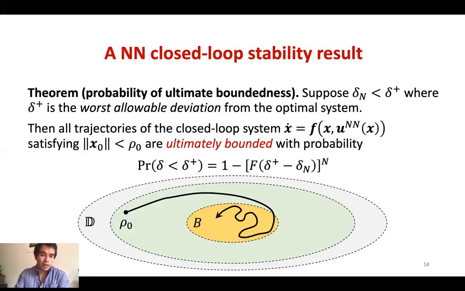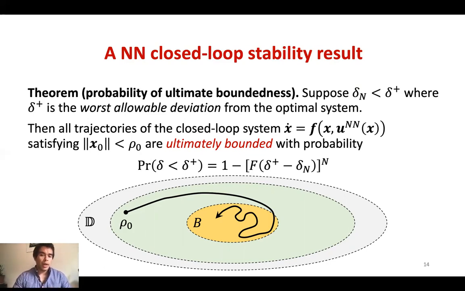So if you have that condition satisfied, then the whole closed loop system, all the trajectories starting close enough to the origin, are going to be ultimately bounded with some probability that you can compute based on the difference of your worst allowable deviation and your test error. So it's this f that we got in the previous lemma of that buffer between those two, and that's going to be taken to the nth power.